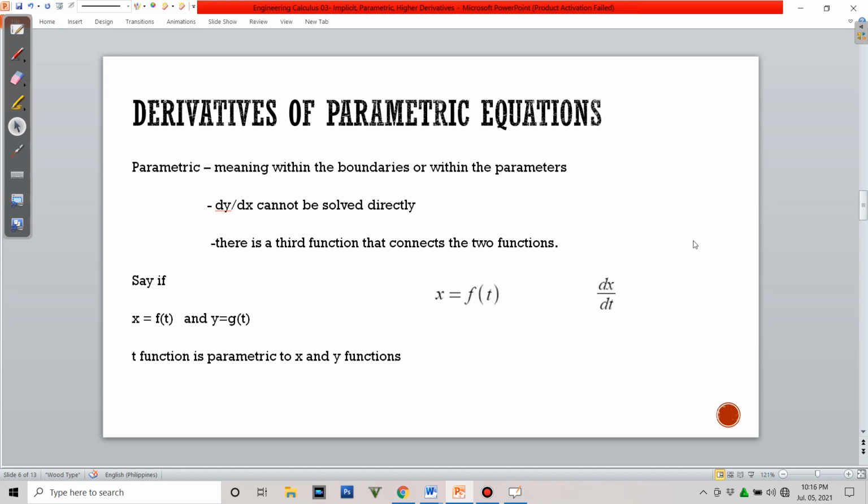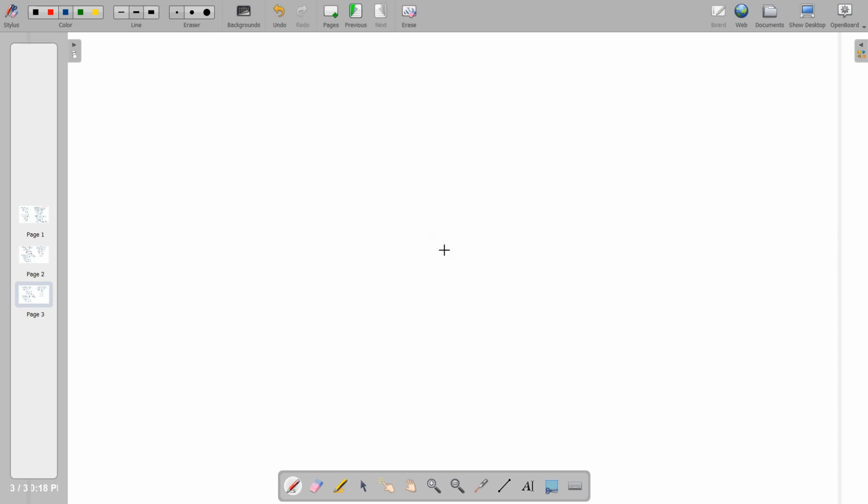So what we do is to derive x in terms of t, which becomes dx over dt. And our y will be derived in terms of the function t, which becomes dy over dt as well. Then we just divide the derived y equation by that of the x in terms of t, so that the common parametric function will be cancelled on our equation and we finally come up with dy all over dx. And that is best explained through examples.